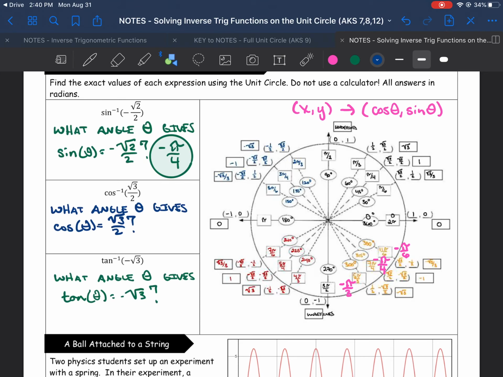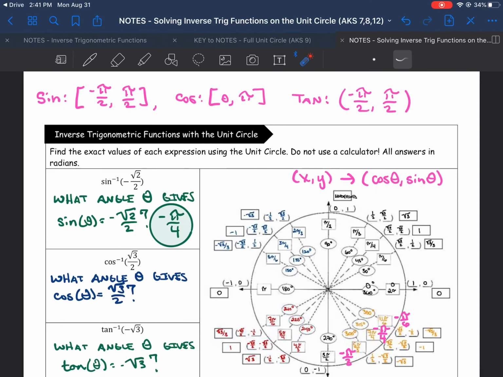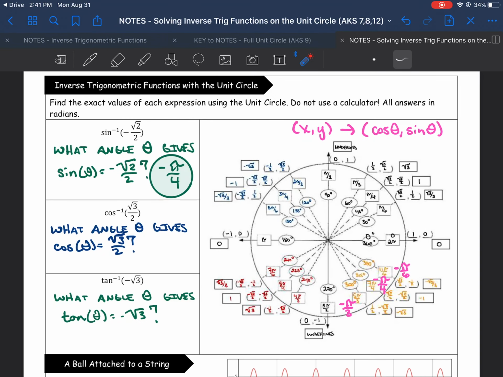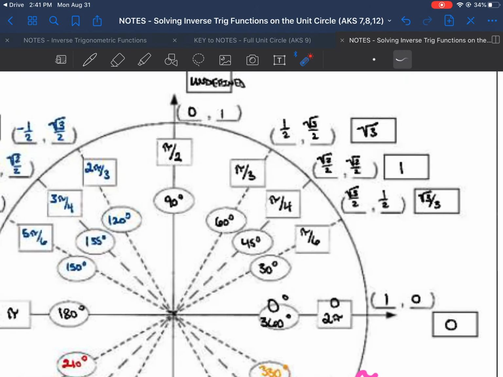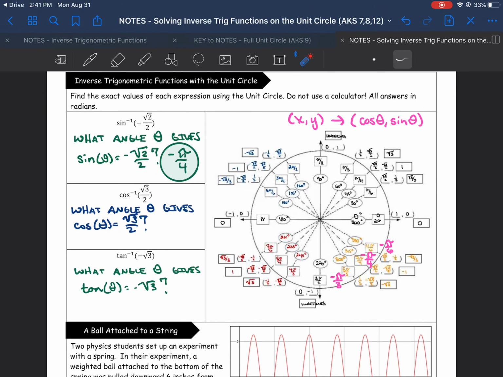Now looking at cosine, the inverse cosine of square root of 3 over 2. Again, what that's really asking us is what angle could I take the cosine of to get the square root of 3 over 2? And let's also remember that cosine is restricted on the domain 0 to pi. So cosine is restricted to quadrants 1 and 2. So I need to find an angle in quadrants 1 and 2 that gives me a cosine value of square root of 3 over 2. Well, I can see one right here, square root of 3 over 2 for the x value, and that happens at pi over 6.